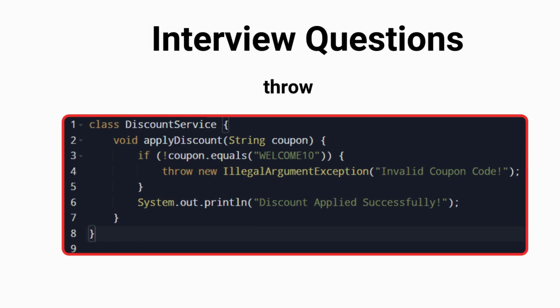Here, I'm having the class DiscountService. Inside that, I'm having a method applyDiscount, passing the argument coupon. I'm checking whether the coupon is given a value or not, and if it is not, I'm throwing the IllegalArgumentException. Otherwise I'm printing that it's applied successfully. Here, if the user enters a wrong coupon, we explicitly throw IllegalArgumentException using the throw keyword. Let's use the throws keyword.